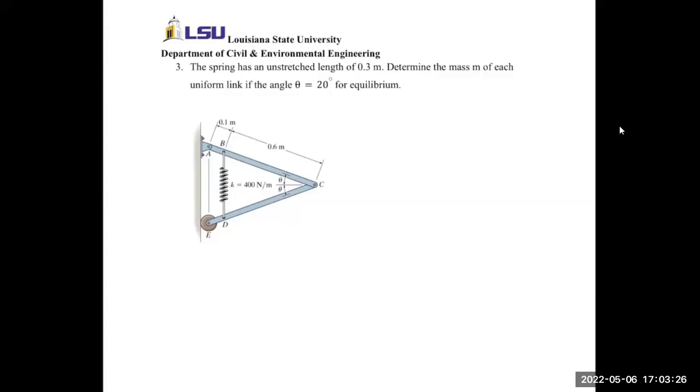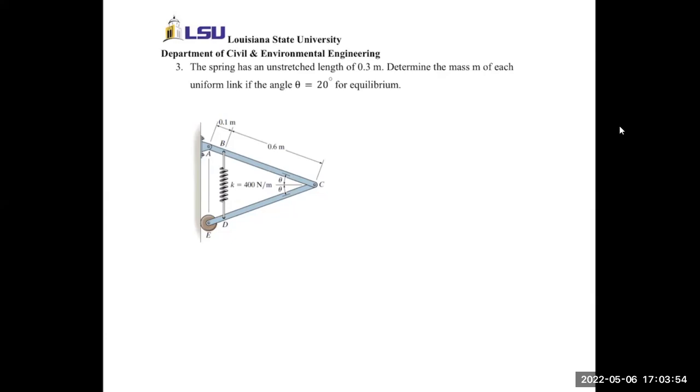Okay, so problem number 3 says the spring has an unstretched length of 0.3 meter. Determine the mass of each uniform link if angle theta equals 20 degrees for equilibrium. Okay, so this is a spring constant type of frame problem.